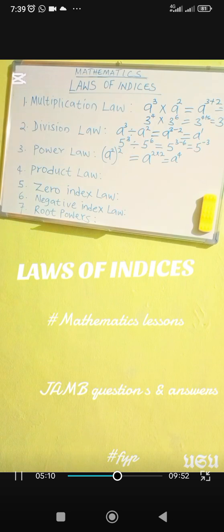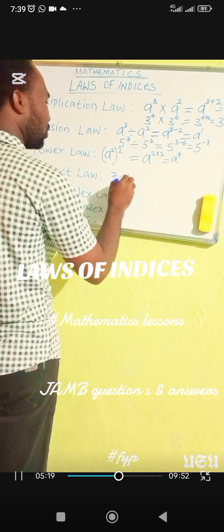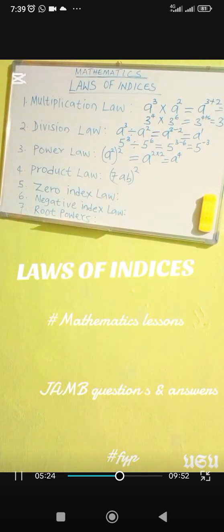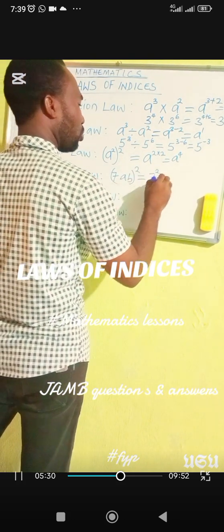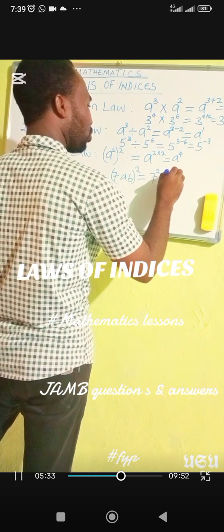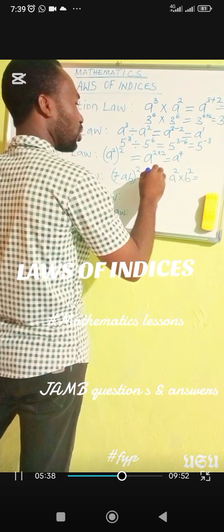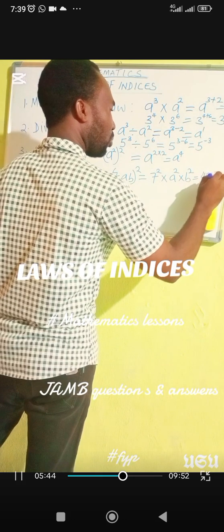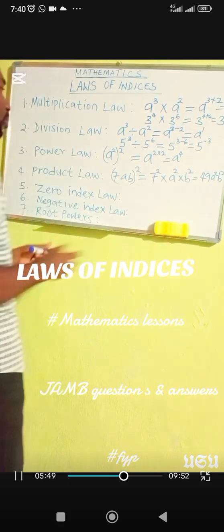Now, the product law. When you have numbers like, let's say, 7ab raised to power 2, the product law is saying that in this case, you're having 7 raised to power 2 multiplied by a raised to power 2 multiplied by b raised to power 2, which is equal to 7 raised to power 2, which is 49, a squared b squared. That is what the product law is saying.